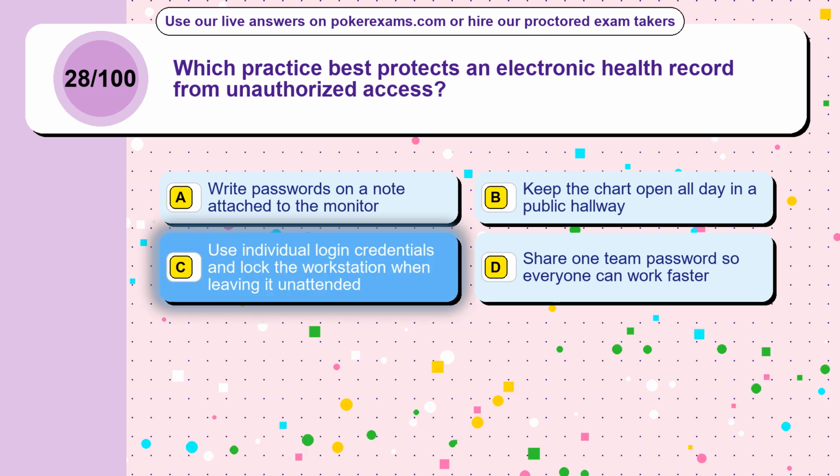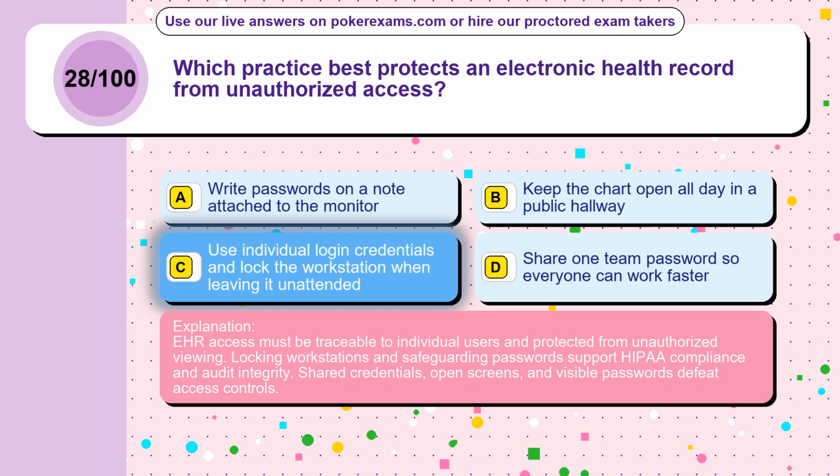The correct answer is option C, use individual login credentials and lock the workstation when leaving it unattended. Access must be traceable to individual users and protected from unauthorized viewing. Locking workstations and safeguarding passwords support HIPAA compliance and audit integrity. Shared credentials, open screens, and visible passwords defeat access controls.